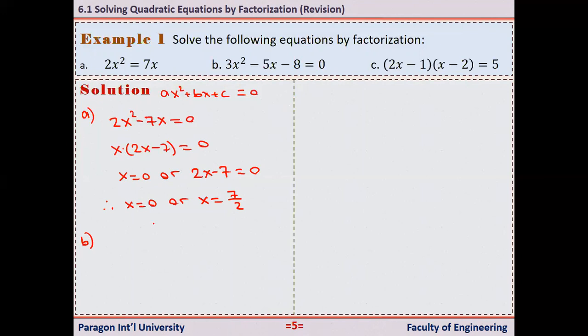And how about question B? Question B is a little bit more challenging: 3x squared minus 5x minus 8 is equal to 0. It's already in standard form, right? And how do we factorize this? As you see here, the coefficient of x squared is not equal to 1. So let me just try this. We can write it as 3x times x. Now we need to write this 8 as a product of two numbers in such a way that when we cross multiply these numbers and add them up, it should give us minus 5, right?